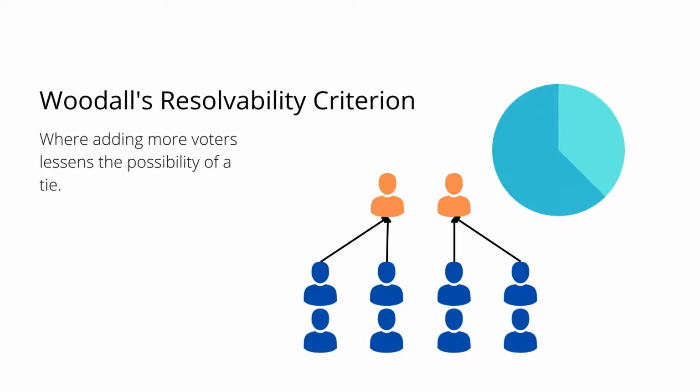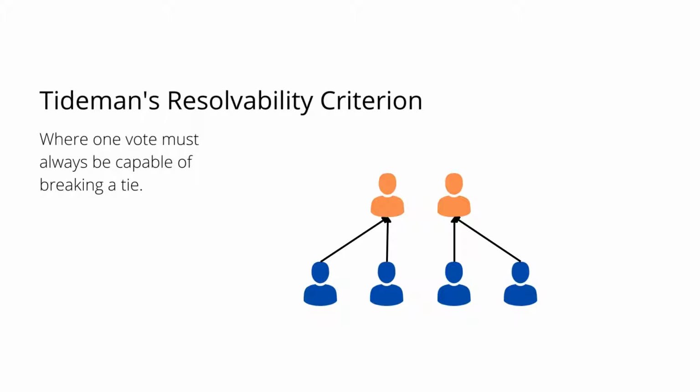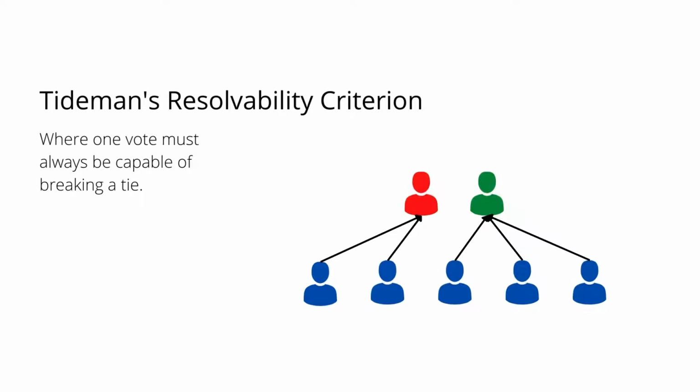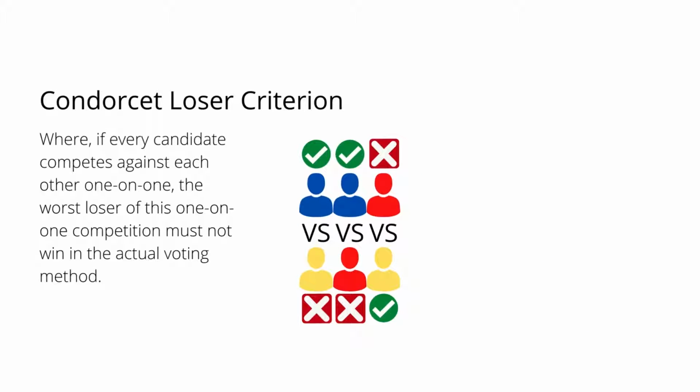Woodall's resolvability criterion, where adding more voters lessens the possibility of the tie. Tiedemann's resolvability criterion, where one vote must always be capable of breaking a tie. And the Condorcet losing criterion, where if every candidate competes against each other one on one, the worst loser of this one on one competition must not win in the actual voting method.